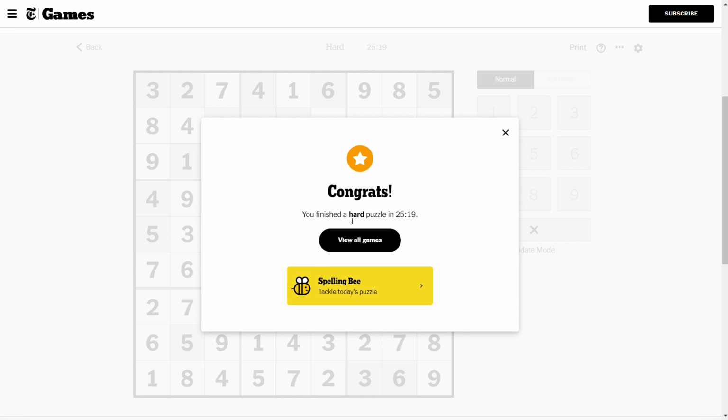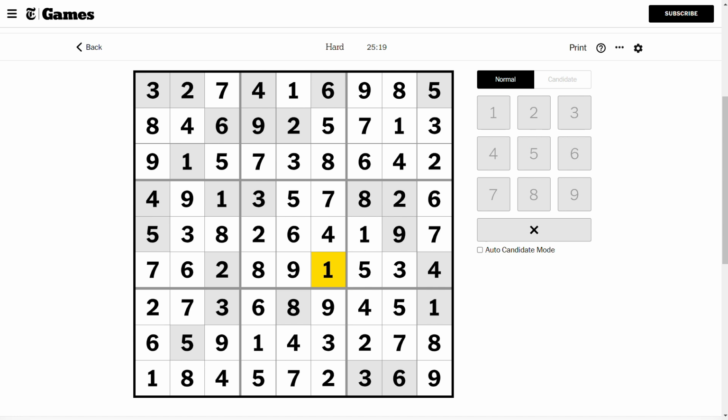Alright, I finished today's New York Times Hard Sudoku in about 25 minutes, which is honestly not a very good time at all. Yeah, I was kind of slacking today. Not that great of a performance. I did struggle to spot some key spots. Some key spots were quite important for this Sudoku puzzle, so I'll go over them as a quick summary.